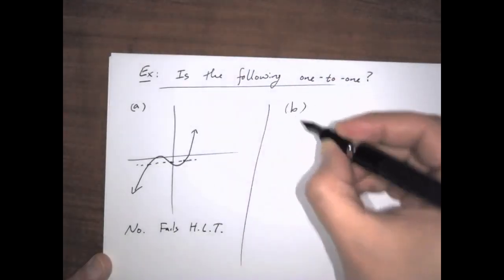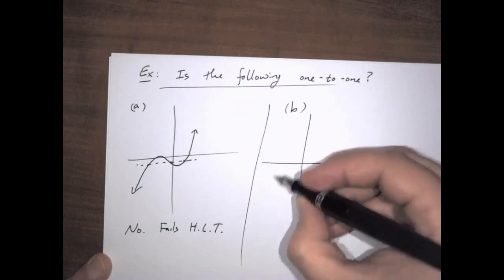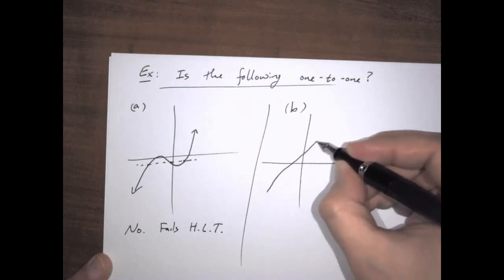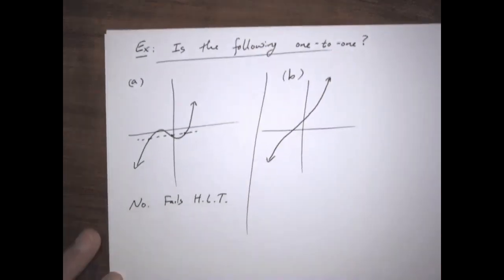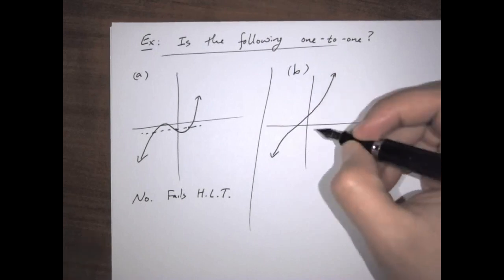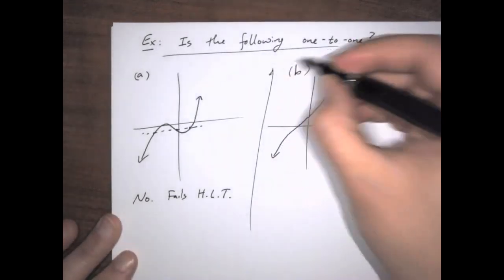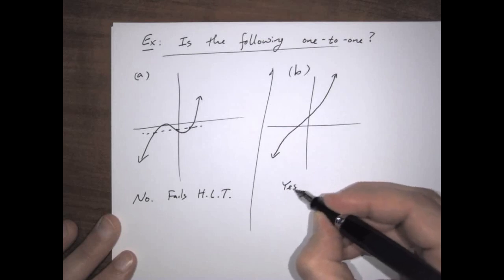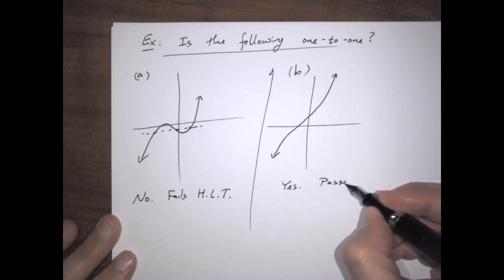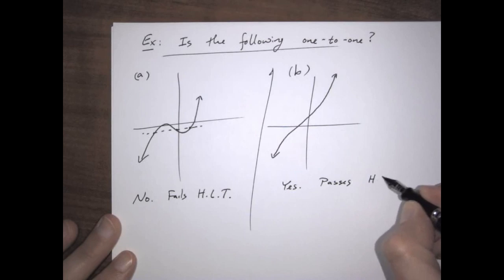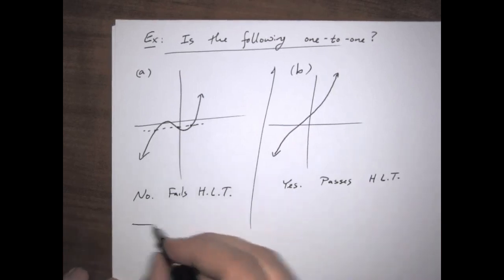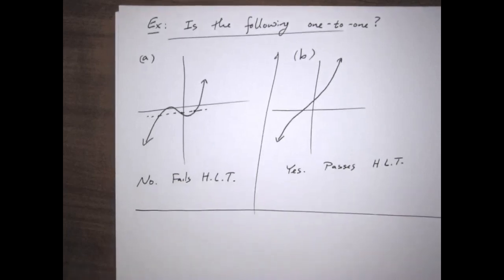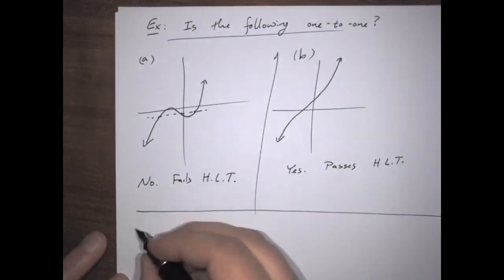Conversely, if we had a function such as this one, where it never quite doubles back on itself vertically, or horizontally, I guess, if we have a function like this, then it would be, yes. It passes the horizontal line test. All right, and now tables.